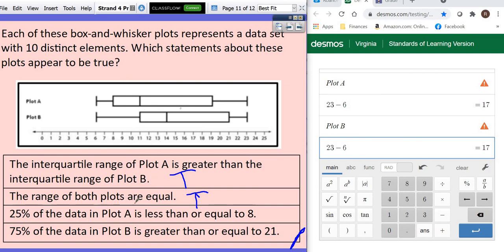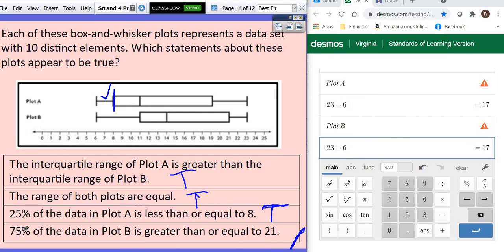25% of the data in plot A is less than or equal to 8. Well, here's 8, and here's 8. Is 25% of the data in plot A less than or equal to 8? That is true. That is also true, because one section is 25%.